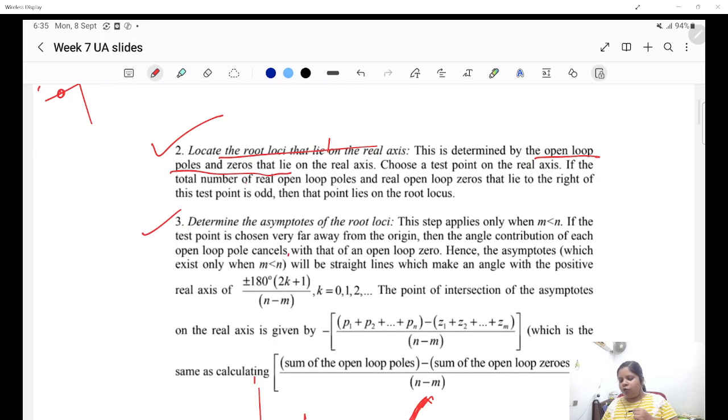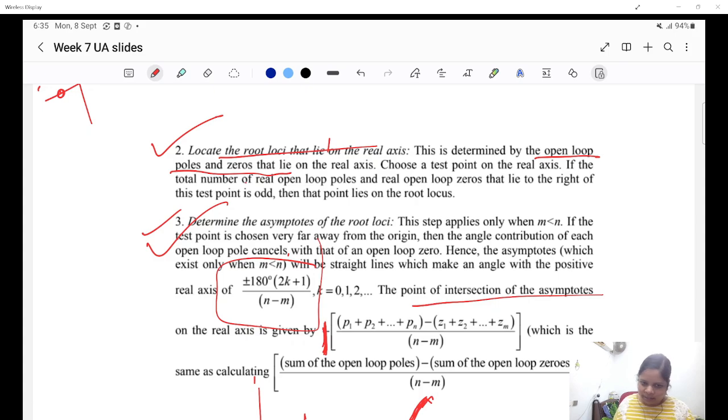Third point is you want to find out how many asymptotes there will be. The number of asymptotes is given by n minus m. The other thing is you want to find out the angle of these asymptotes. That is given by this formula. The other thing is you want to find out the point of intersection of these asymptotes. So this is not a minus sign, this is just an equal sign. It is given by the sum of the open loop poles minus the sum of the open loop zeros upon n minus m. Okay, so this formula.